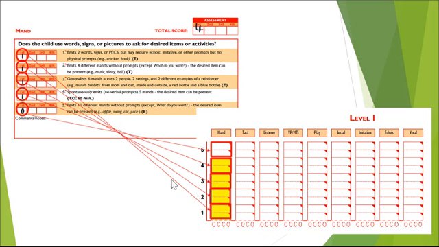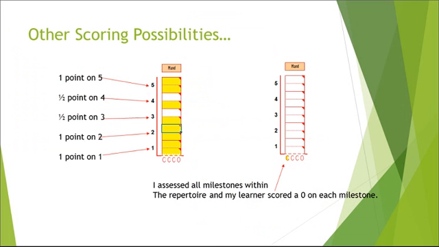Some other common possibilities for scoring is that the student got a 1 on milestone number 5, so I colored it all the way in. Milestone number 4, however, they only were able to do half of that milestone. They were only able to complete that, and so I gave them a half, and that's what your half point will look like. Same for number 3, they were only able to do half, so I colored them below the dotted line. Number 2, they were able to complete the full milestone, the full skill, and same with number 1.